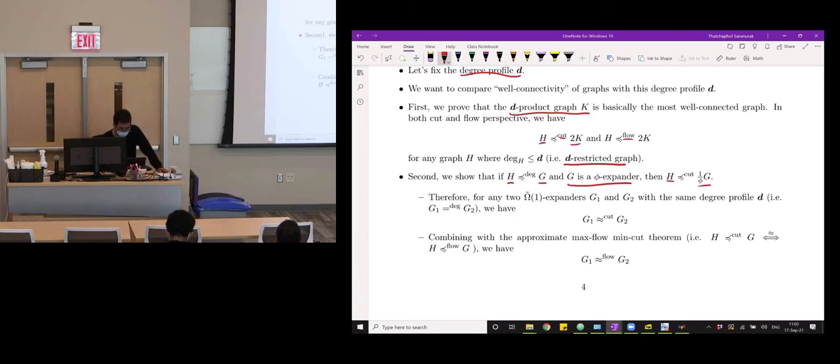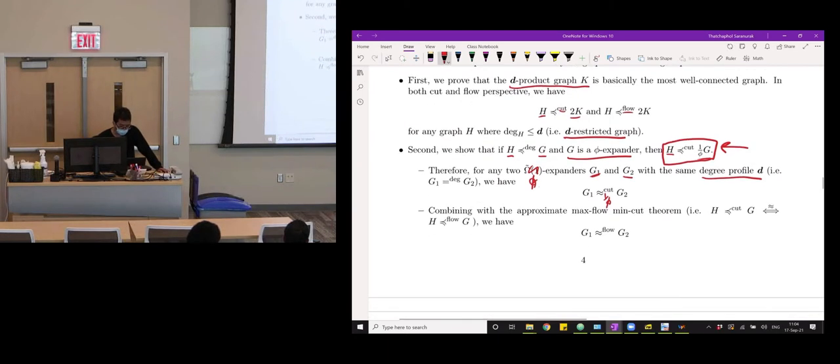And this means that if G1 and G2 are both expanders and they have the same degree profile, then just by applying this in both directions, if this is a phi expander, then G1 and G2 are cut equivalent, up to a 1/5 factor. Also, just by using the approximate max-flow min-cut theorem, G1 and G2 will be flow equivalent too.